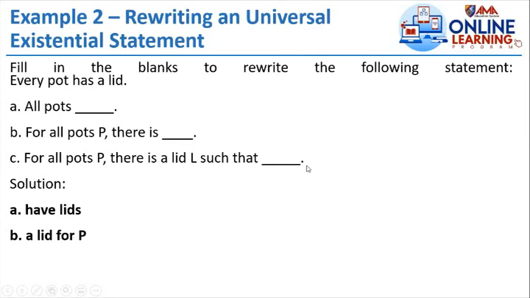Ayan, for C. So there is a lid L such that, sige, you can try. Okay, walang magta-try. Okay, for all pots P, there is a lid L such that itong L is lid ng P. So, dapat ganito. Such that L is a lid for P. So, dapat ganyan. Okay, so dapat ka talagang bumalik kung ano yung na-mention mo una.